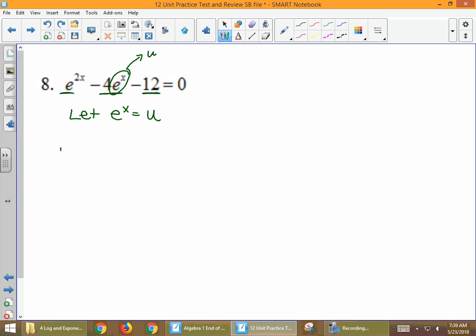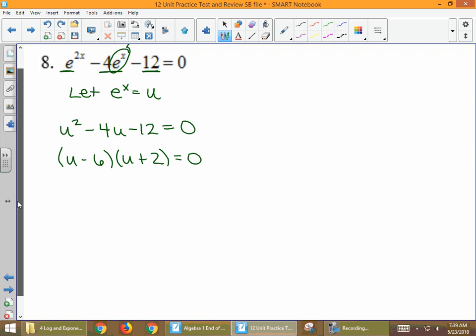So e to the 2x is u squared. E to the x is u. And now we're going to factor. So two numbers that multiply to negative 12 and add to negative 4 are negative 6 and positive 2. And then we can set both of those equal to 0 and solve. So I get u is equal to 6 and u is equal to negative 2.